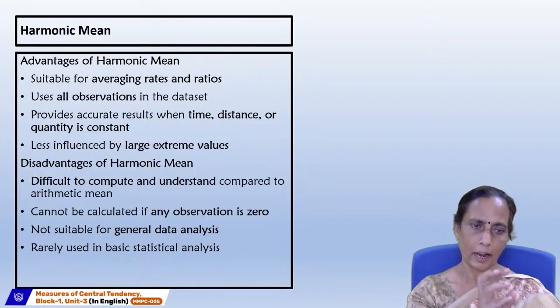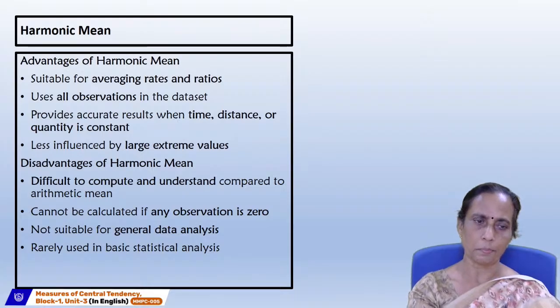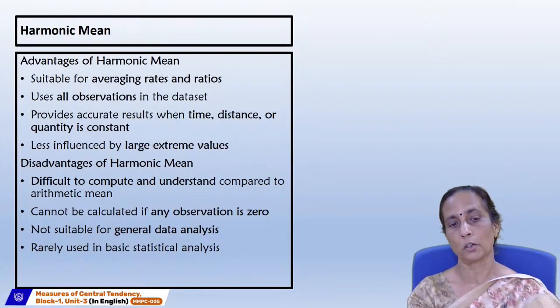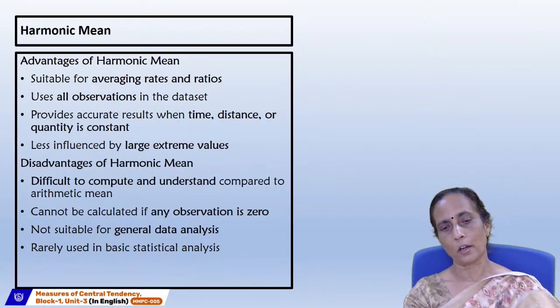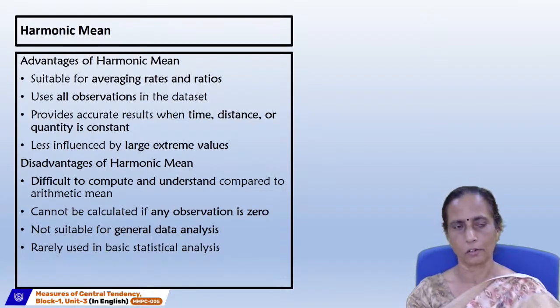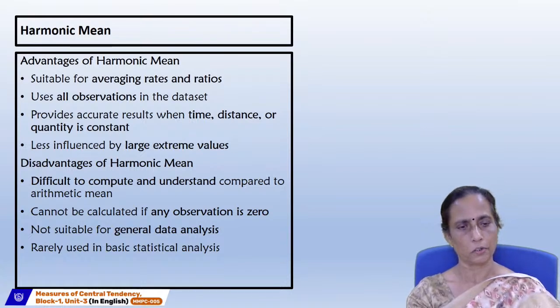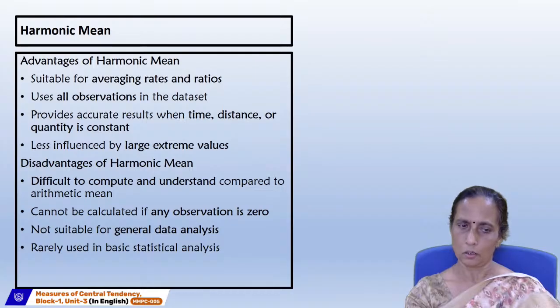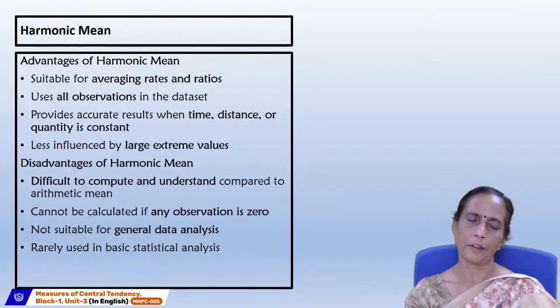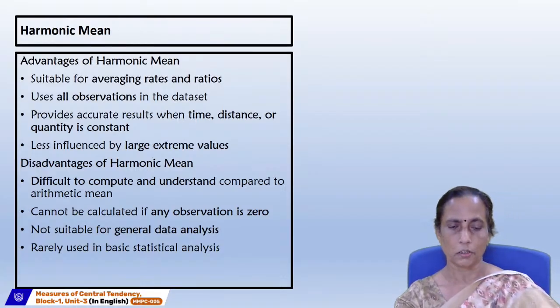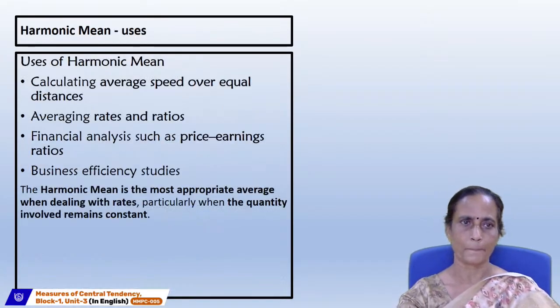As in the case of your geometric mean, we cannot calculate it if any of the observations is 0. Over here also, harmonic mean cannot be calculated if any observation is 0. It is not suitable for general data analysis and very rarely used in basic statistical analysis.